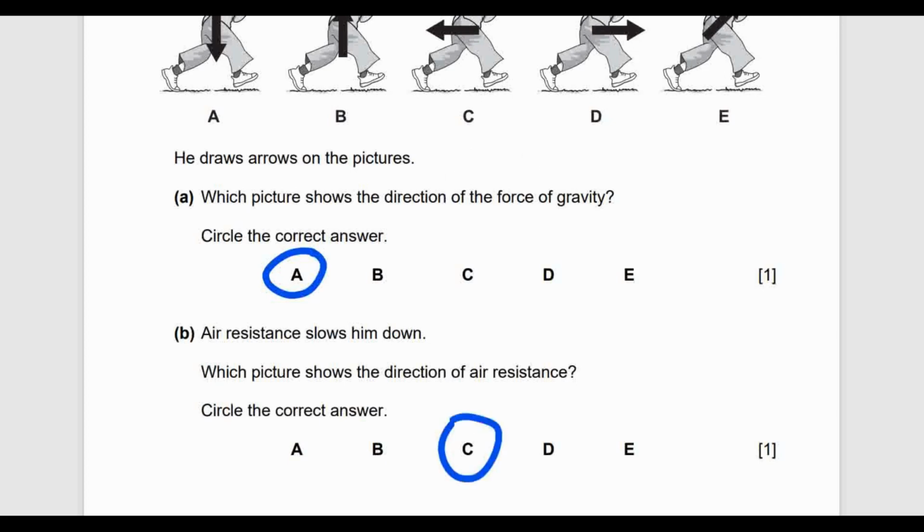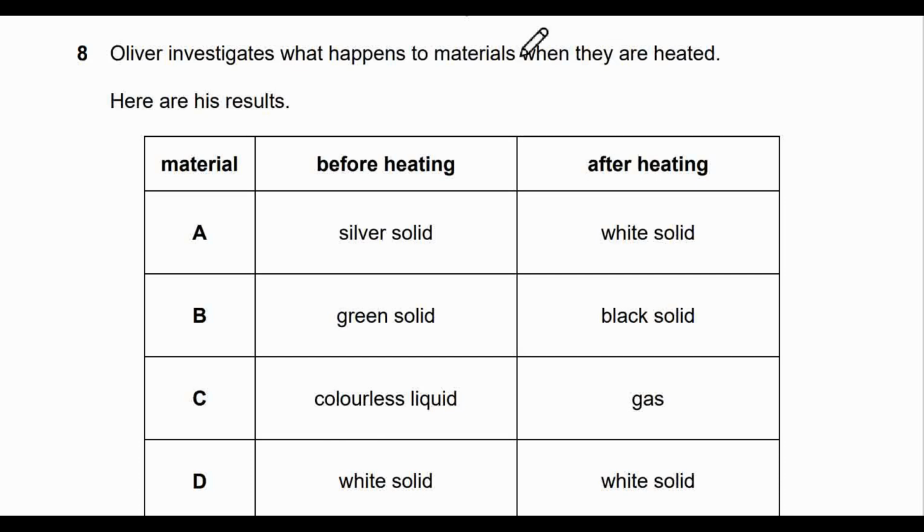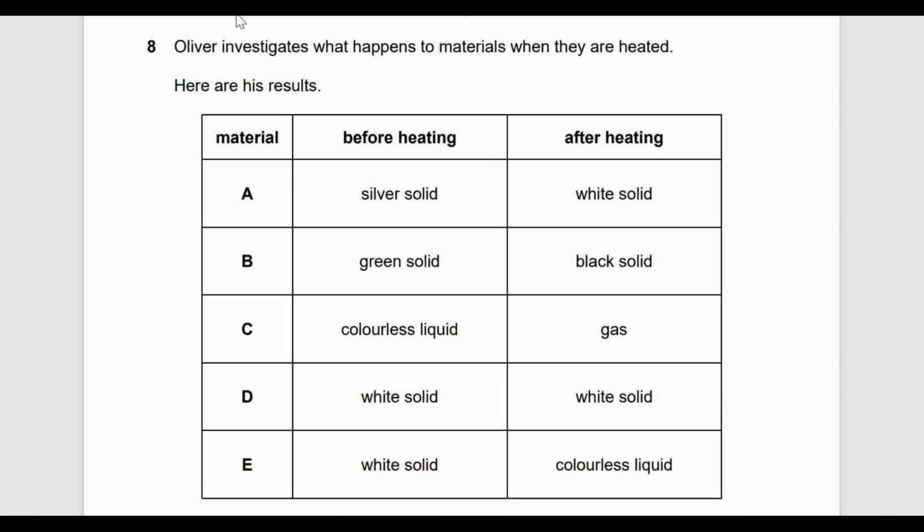Next number, question 8. Oliver investigates what happens to materials when they are heated. Here are his results. Materials A, B, C, D, and E before heating: green solid, liquid, white solid, and white solid. After heating, it is white solid, black solid, gas, white solid, and colorless liquid.